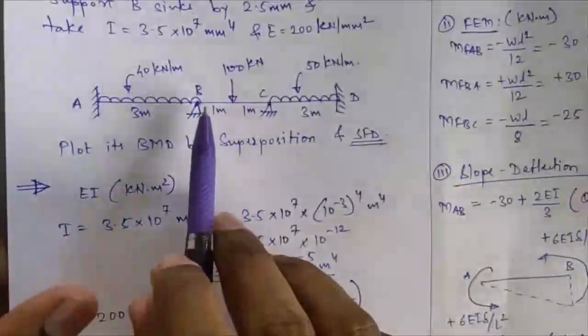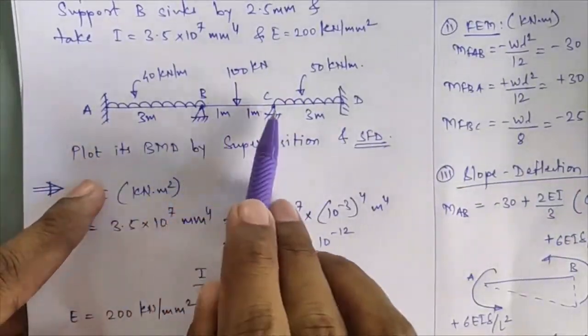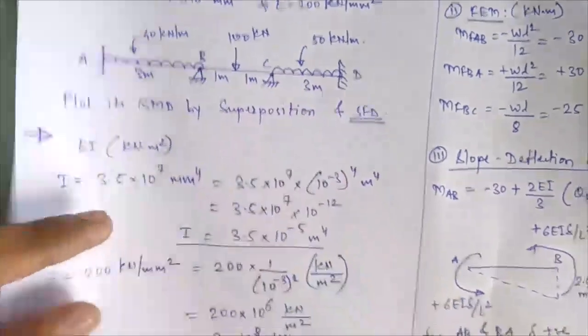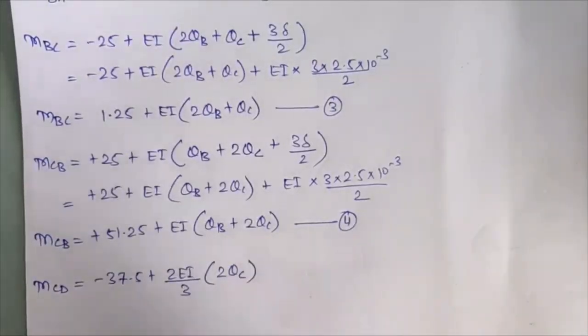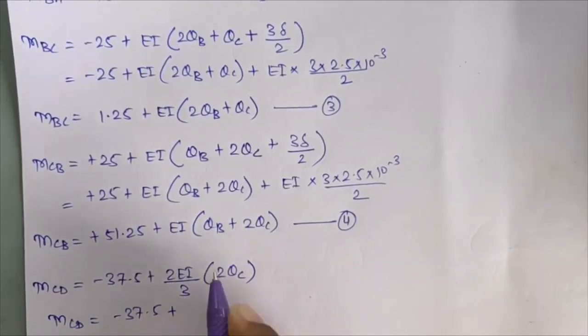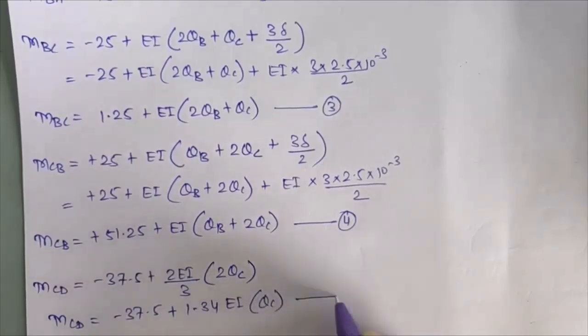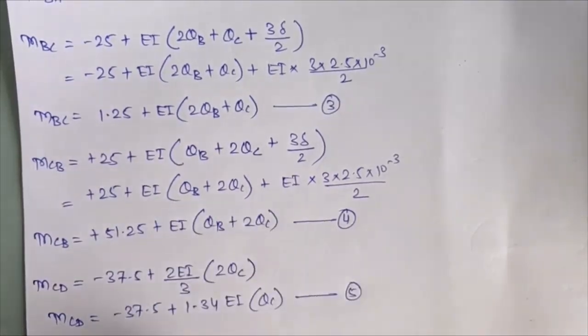because sinking of support B will be only for member AB and CB. Delta value shall not be considered in member CD and DC over there. So here your delta value will remain 0. So if I simplify this, MCD I'll get as minus 37.5 plus 2 by 3, that will become 0.67 multiplied by 2, that becomes 1.34 EI into theta C. That is my equation number 5.